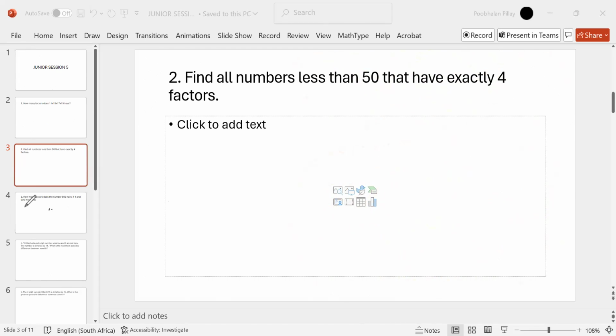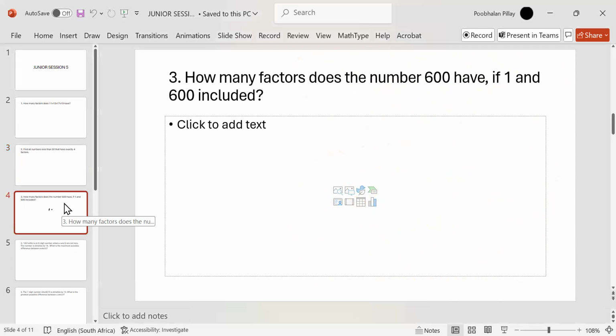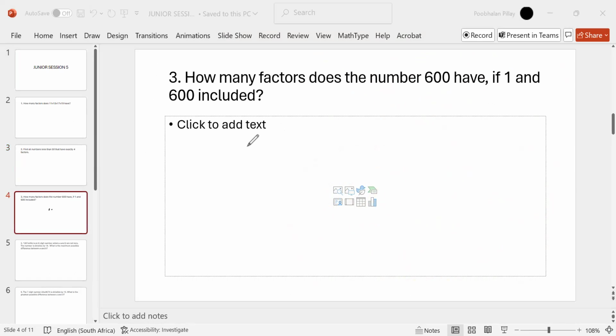Let's go now to problem number 3. How many factors does the number 600 have if 1 and 600 are included? So you must include 1 as a factor and 600 as a factor. Now this is 600. You can try factorizing this. 8 goes into this, 2 cubed times 75, and 3 goes into this. This is 3 times 25.